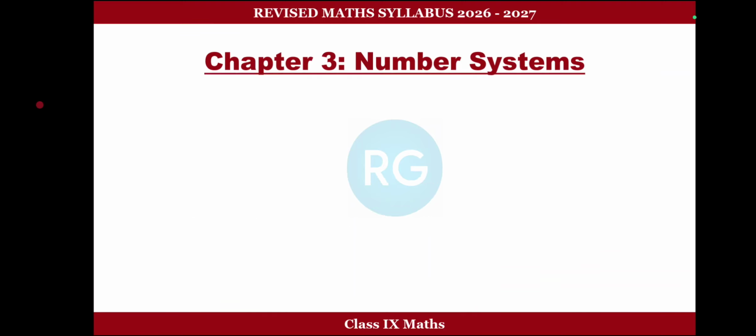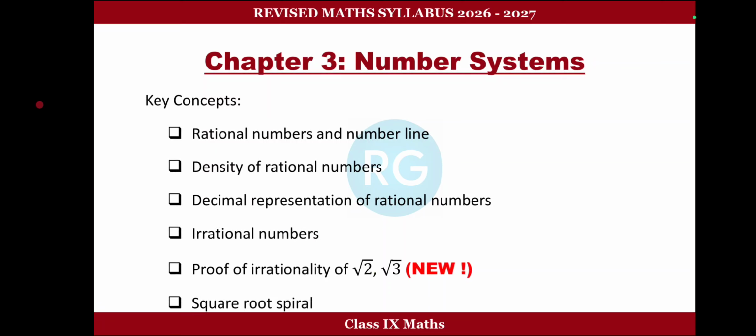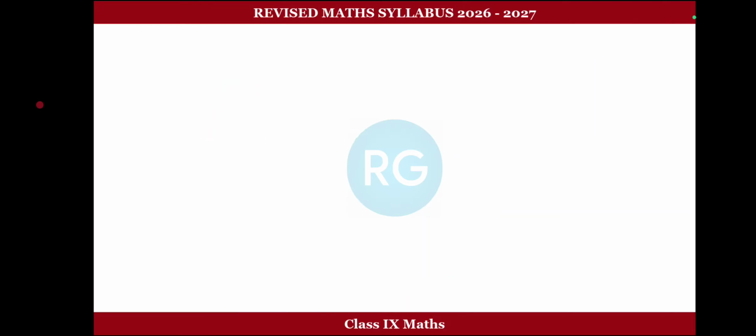So moving on to the next one, that is number systems. ये हमारा पहला चैप्टर होता था पहले, राइट? So now rational numbers भी होता था, density of rational numbers, graphical representation, decimal representation, irrational number, ये सारा कुछ हमने देखा हुआ है. अच्छा, अब नई चीज़ क्या है इसमें? √2 और √3 को irrational prove करना है. ये क्लास 10th के सिलेबस में होता था. So now it has been shifted to class 9. So a minor change, not a big change, and the students will be enjoying this as well.